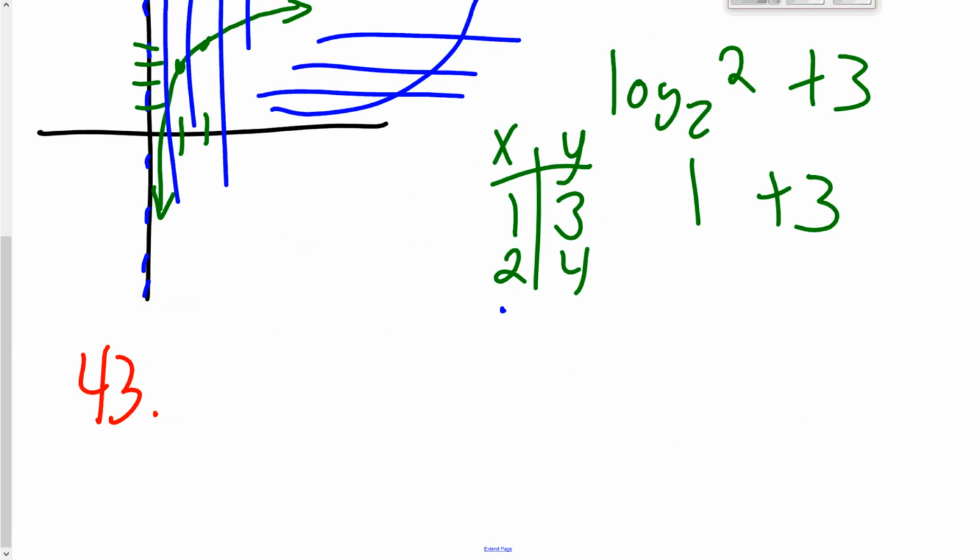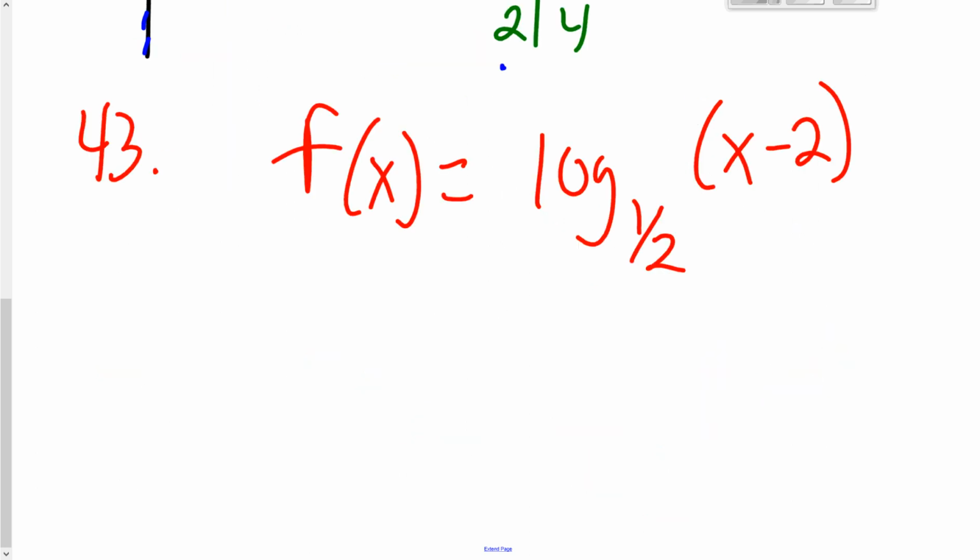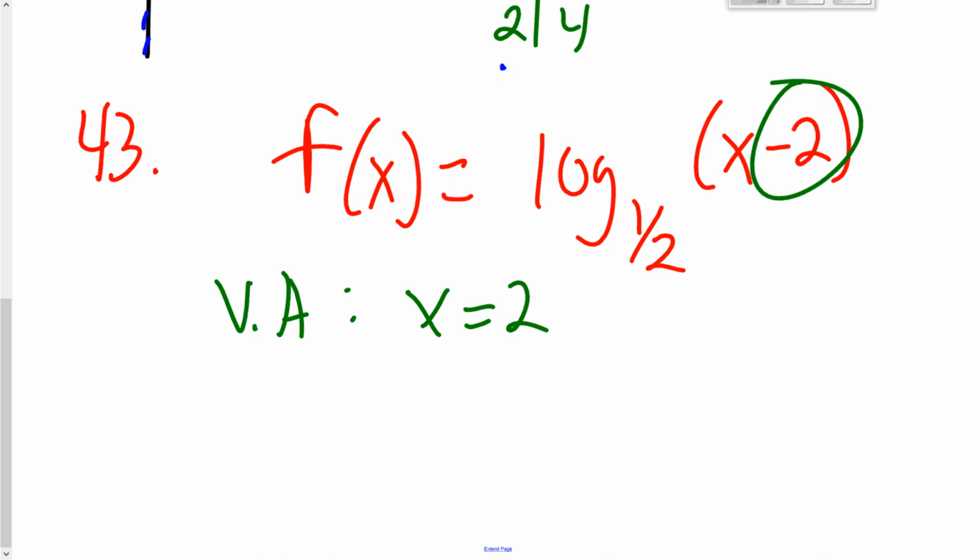Alright, so here's the next one, which is 43, and f of x is equal to log base 1/2 of x minus 2. So this one's a little more tricky, right? You haven't had one like this yet. So again, what is my vertical asymptote? x equals positive 2, always opposite of this, which is your h. So if you want to write that down, my h is 2. And what's your a? It's 1/2.